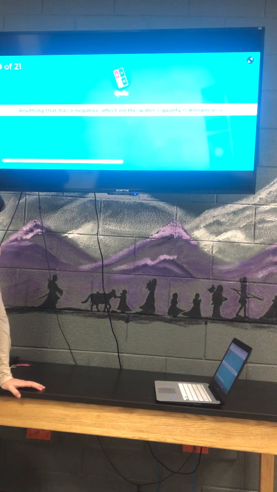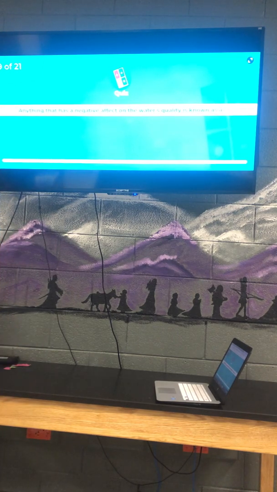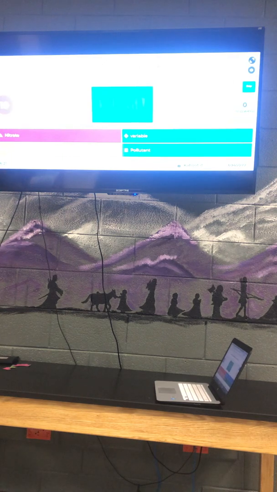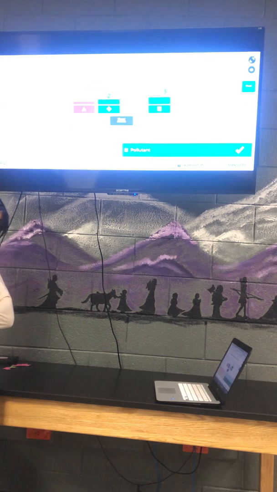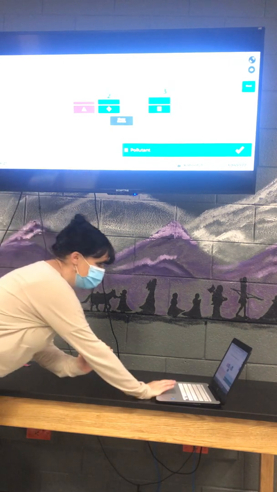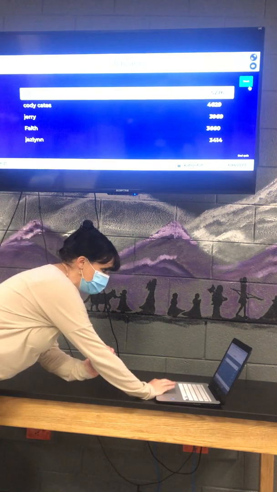Anything that has a negative effect on the water quality is known as a... okay, so pollutant is anything that has a negative effect on it. That can be a broad range of stuff.